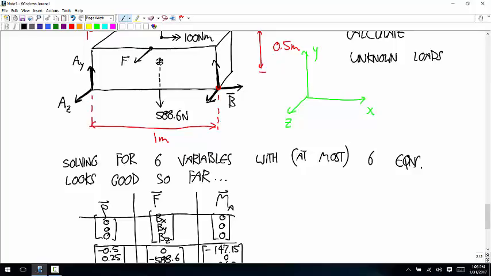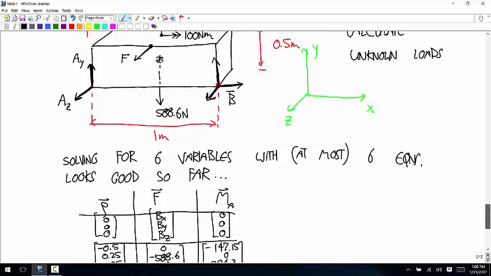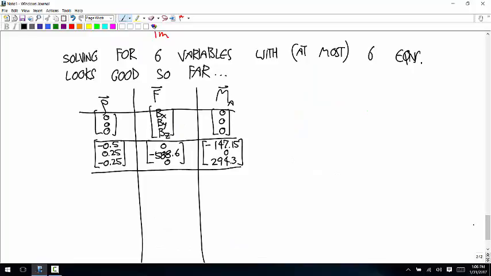For the force F, going from the about point, how far do we have to go in the x direction? Yep, negative 0.5. How far in the y direction? 0.5, and z direction? 0. We're going from here all the way to the top. This F is on the top of that. So negative 0.5, positive 0.5, 0.